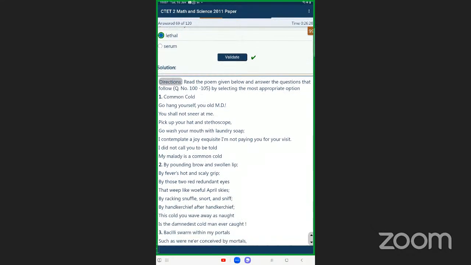Now question number 100 to 105, student, this is again: read the poem given below and answer the questions that follow by selecting the most appropriate option.